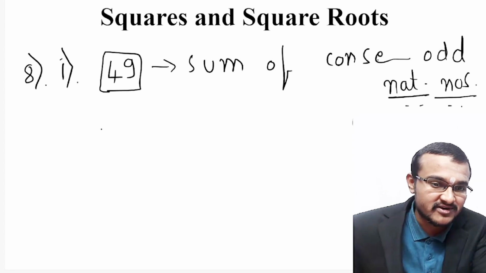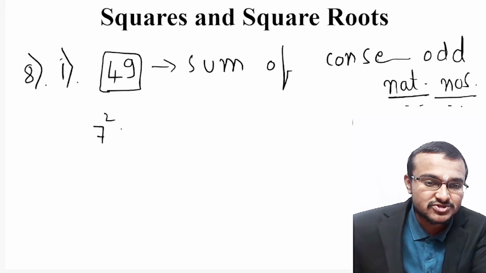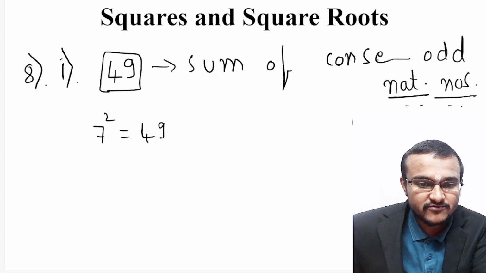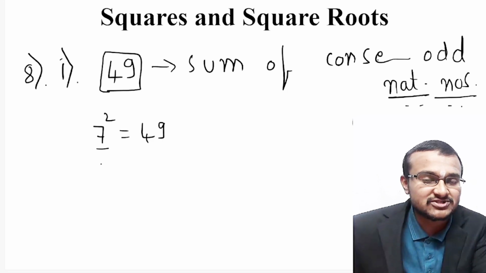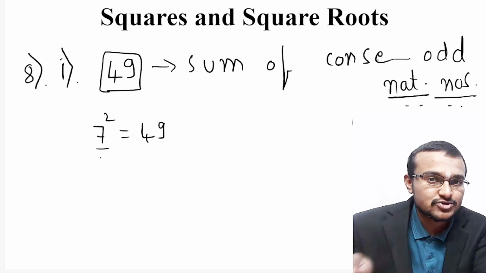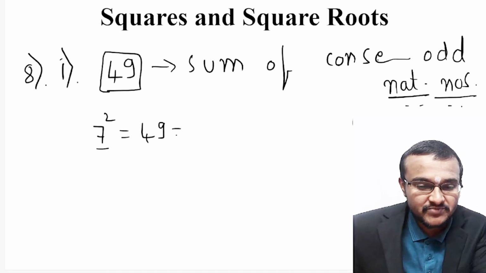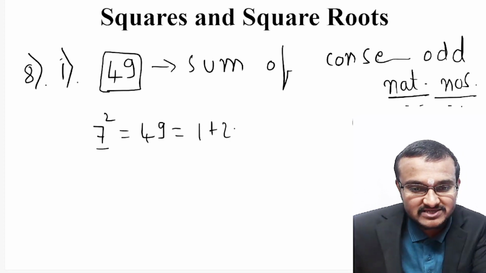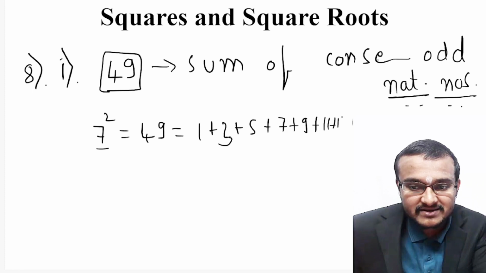What is the square root of 49? It is 7. So 7 square is equal to 49. That means you should add 7 odd natural numbers starting from 1 together. That means 49 can be expressed as 1 plus 3 plus 5 plus 7 plus 9 plus 11 plus 13.